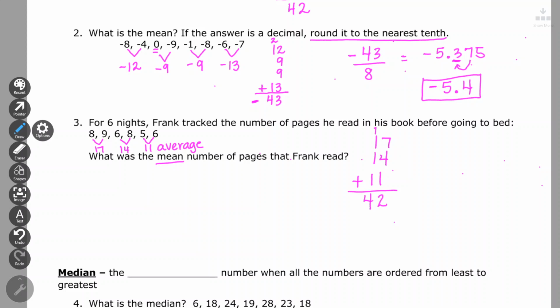So Frank read 42 pages in all, but how many nights did he read? He read 6 nights. That's how many data points we have. So we say 42 divided by 6, and we get 7. So Frank read a mean number of 7 pages. That would be the mean, or the average, of pages that he read each night.